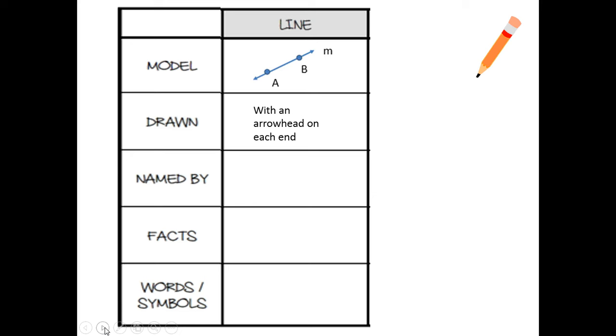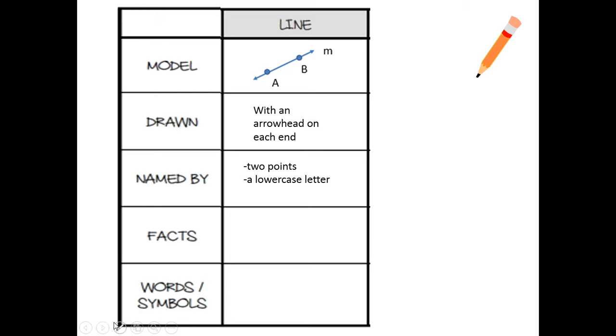So it's always drawn with an arrowhead on each end. That's because lines go on and on forever in both directions. It will always be named by 2 points. So those capital letters A and B on there, we're going to name it using those letters. Or it could be named using a lowercase letter that's written near the line, like the little m you see in this diagram.